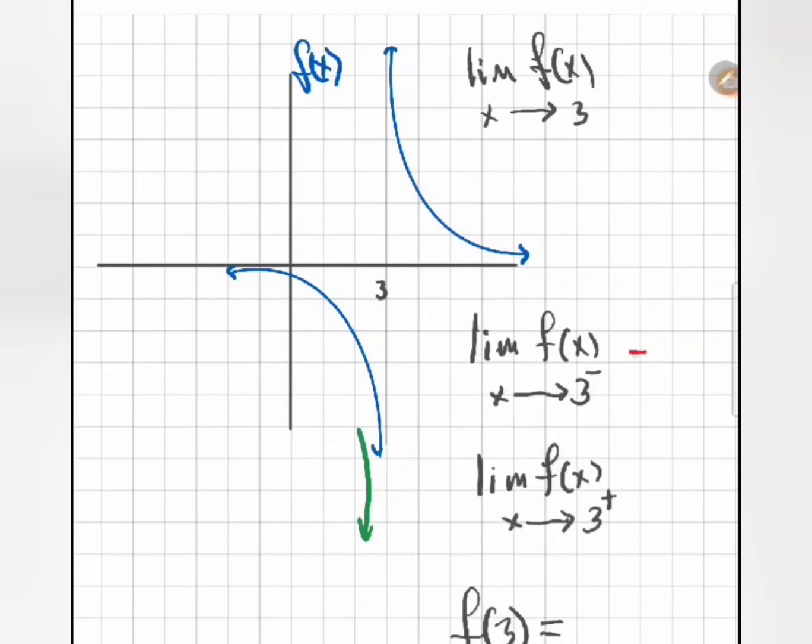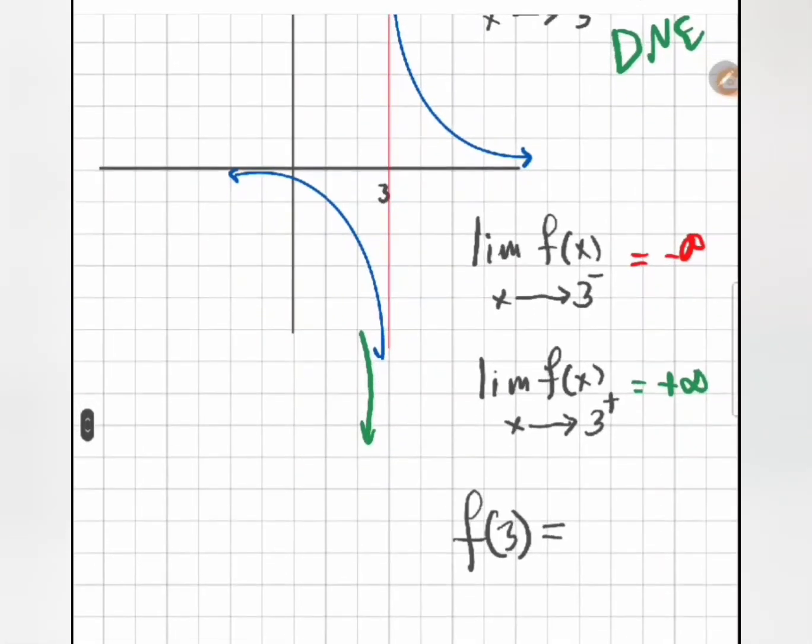Now, what about the limit as x approaches 3 from the right side? If we follow the curve towards the vertical asymptote with an x value of 3, notice that it keeps going higher and higher and higher. So therefore, it approaches +infinity. Now, what is the limit as x approaches 3 from either side? Because these two do not match, the limit does not exist. Now, what about f of 3? We don't have any closed circle at x equals 3, so therefore, f of 3 is not defined. It doesn't exist.